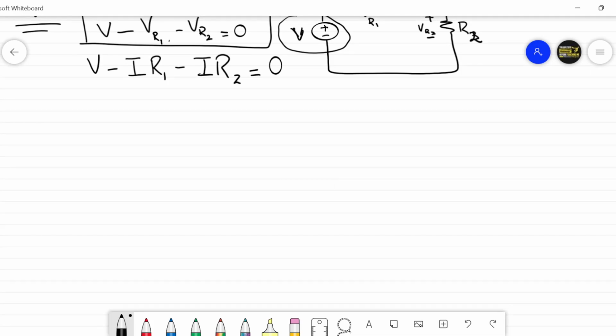Sir, what is the difference between KCL and KVL? KCL is summation of I equal to 0 at a particular junction. KVL is summation of voltage equal to 0 in a closed loop.